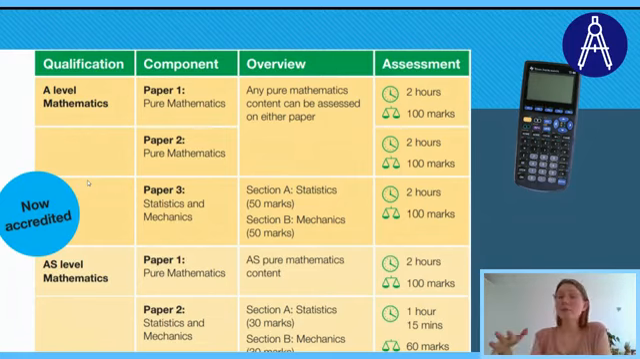So if you look at A-level proper, so to say, there are 3 papers. 2 papers focus on pure maths, and they are both calculator papers. They're 2 hours long, 100 marks each, and then we have the applied part of maths with statistics and mechanics. And it's a single exam with 2 sections, one for stats, one for mechanics.